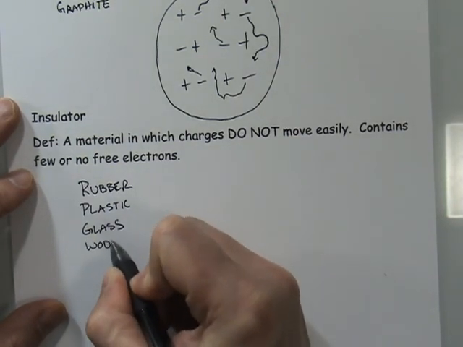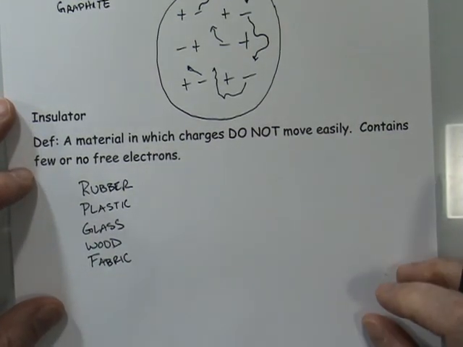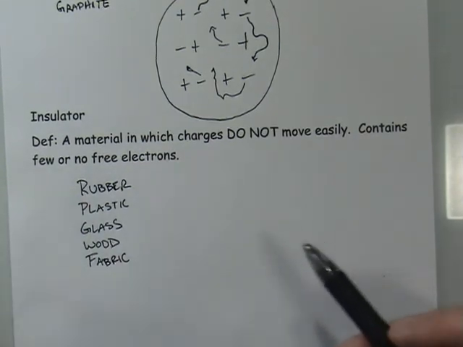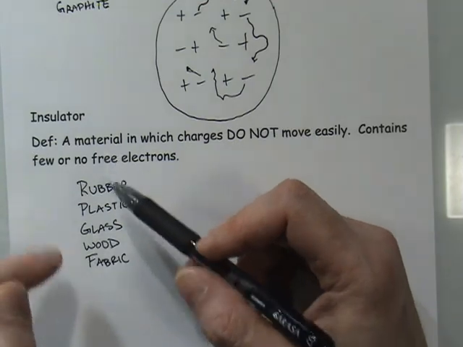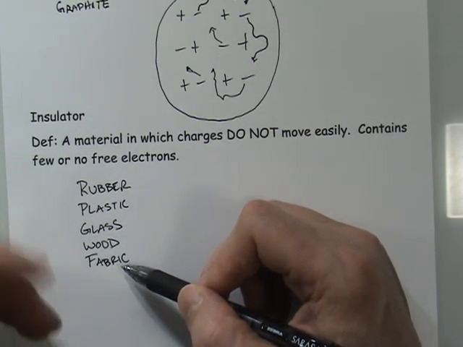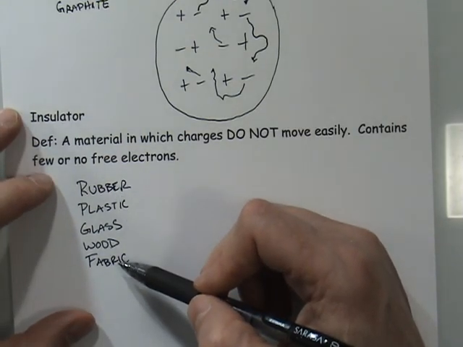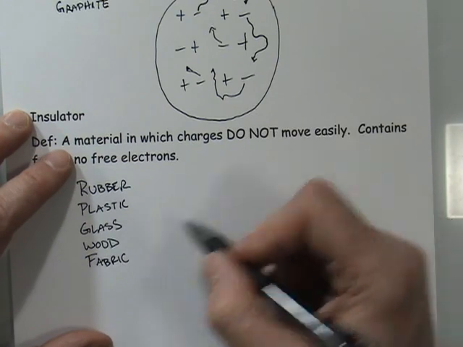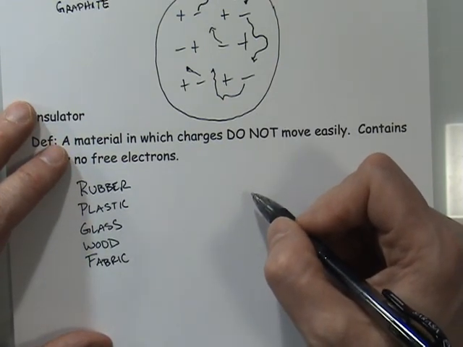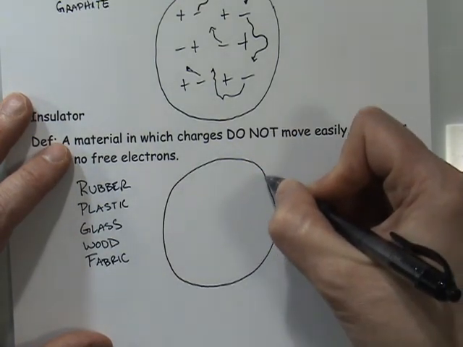Wood would be another example. And then the last one I'll put in here is fabric. So cotton, wool, basically any kind of material that is a fabric is generally an insulator. Now, that's not true for all. There are some materials that might be considered to be fabrics that do conduct electricity just a little bit, but in general, most fabrics that you're going to run into in your life, they do not contain free electrons, and so therefore they are not going to be conductors. They will be insulators.